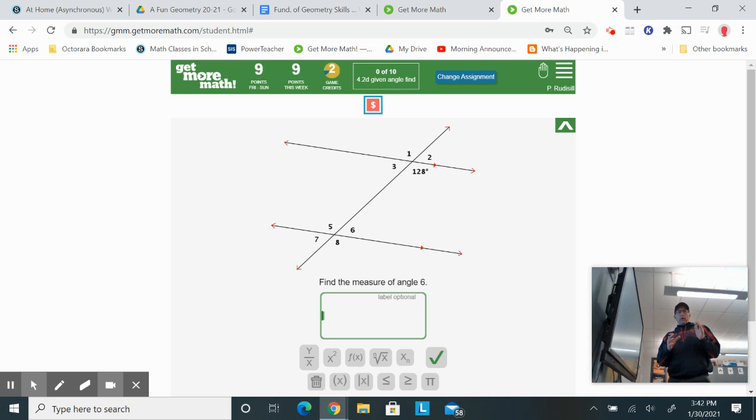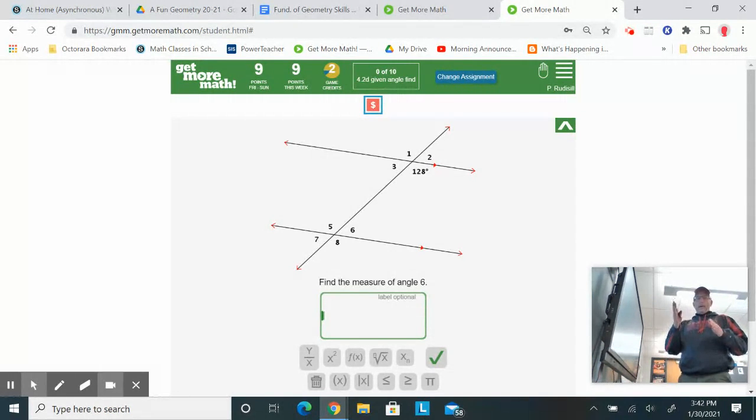So in this video, we're going to talk about parallel lines, once again, cut by a transversal, but we're going to look at what's called consecutive angles, a pair of consecutive. They come right after each other. Okay, I'll show you what that means here.